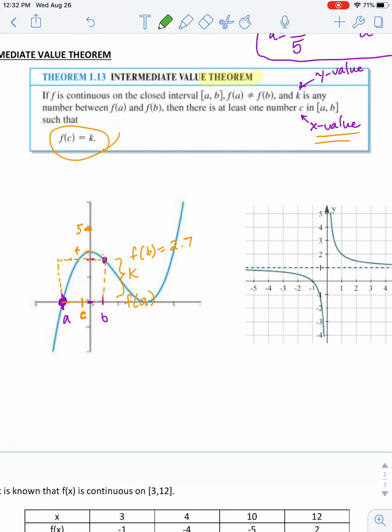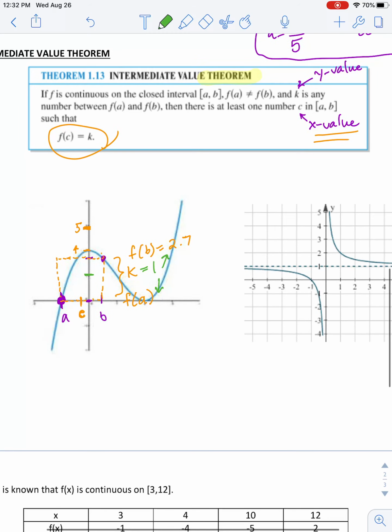Let's take k equals 1. Are we sure that this function passes through k equals 1? Well, yeah, we are, because 1 is in between 2.7 and 0. Since that k value is in this little box that we created, we're sure that it's paired up with a c value in this window as well.